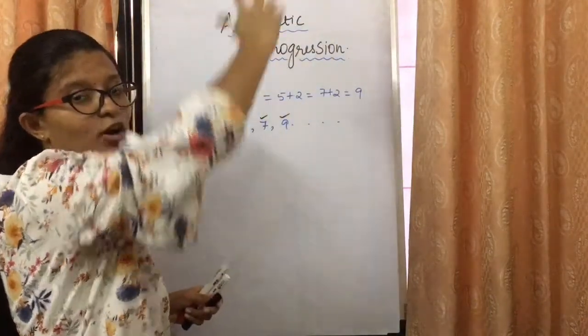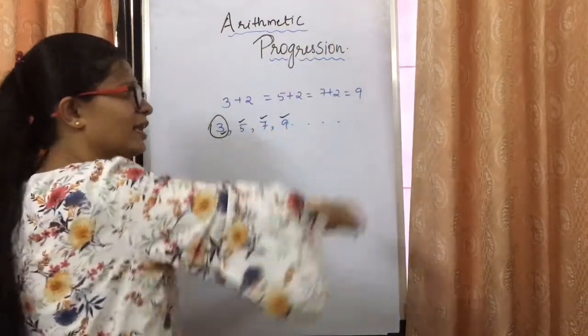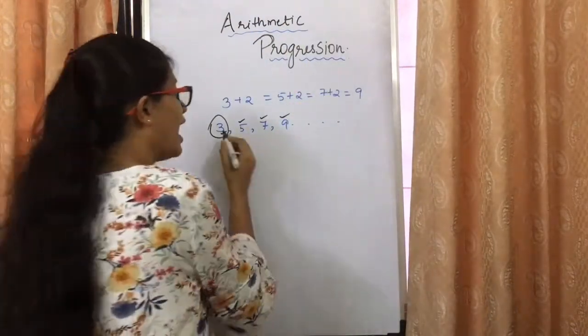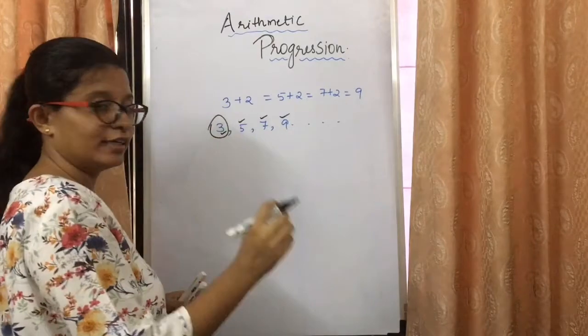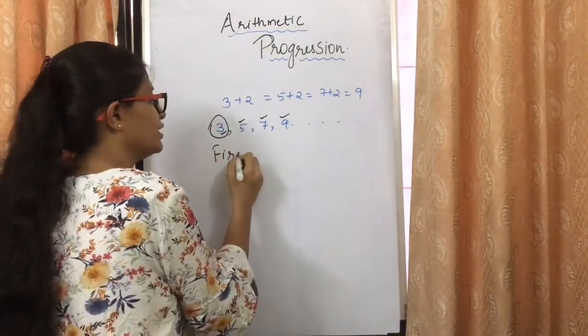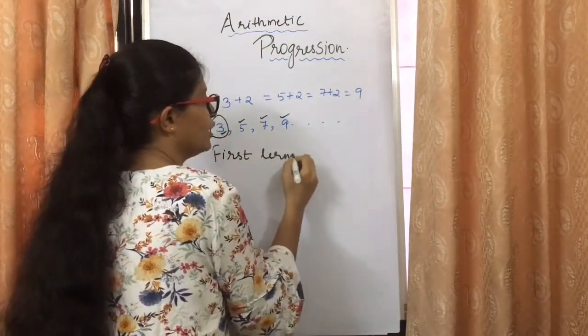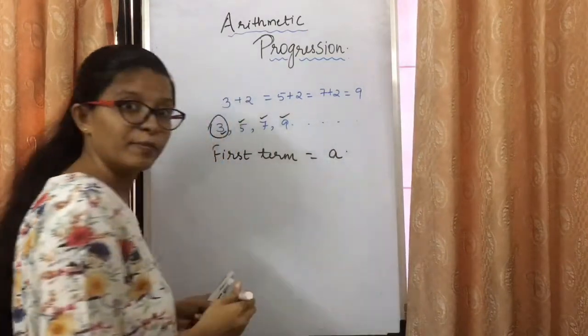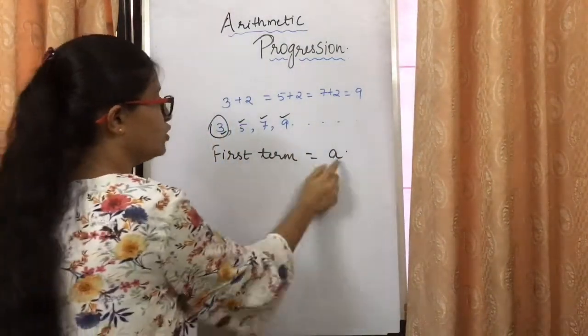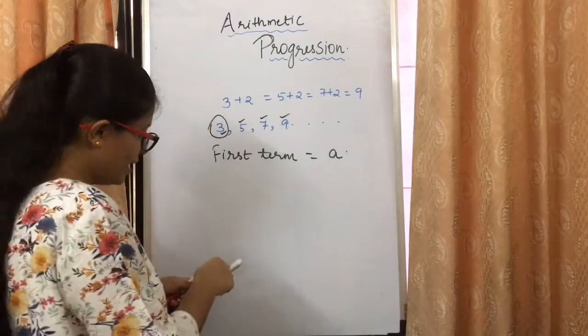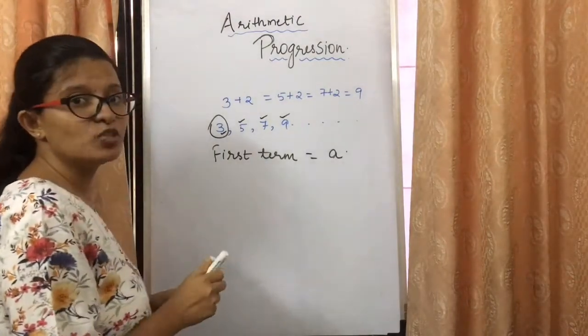We have infinite number of terms. There are n number of terms which we have. And पहली term को जो denote करते हैं, first term को denote करते हैं a से, छोटा a, small a. So we denote first term by small a. Now there is a common difference between it.